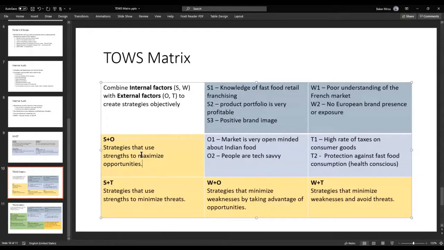Okay, so we had labeled down all of the strengths and weaknesses for a fast food company coming from Pakistan and wants to enter the French market.